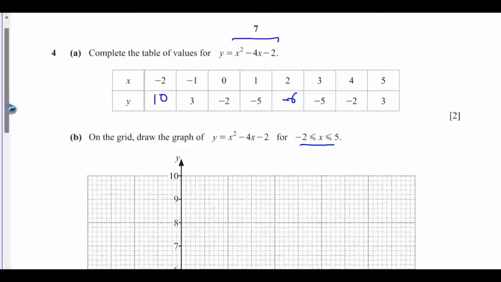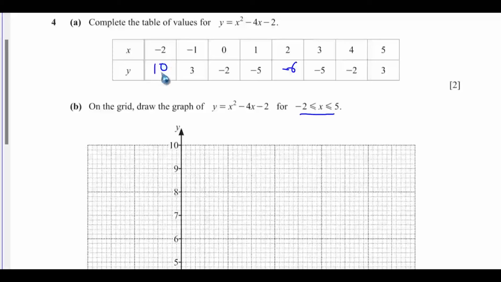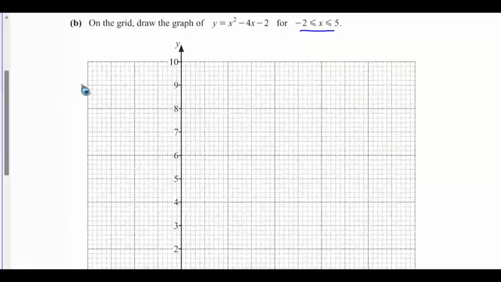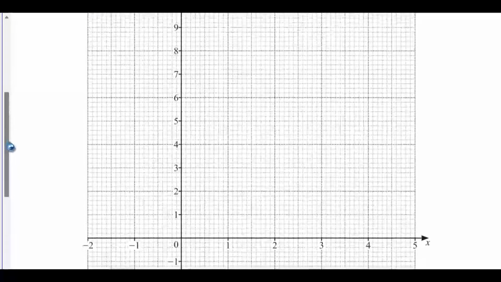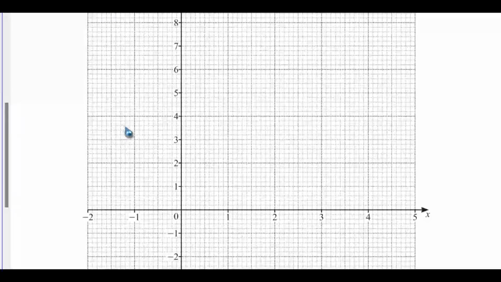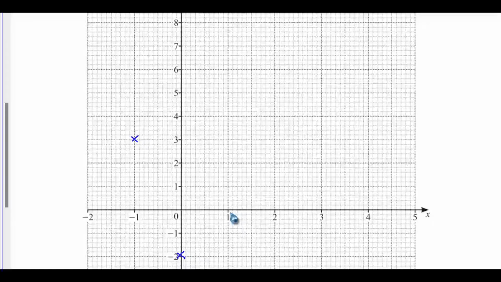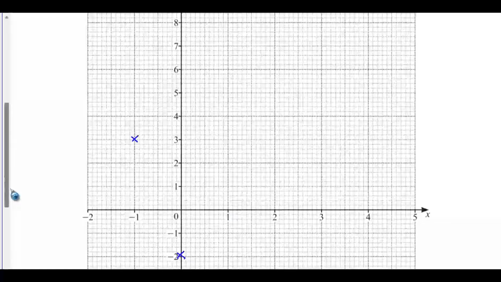So what you need to do is to plot each of these points. When x equals negative 2, y equals 10, so you're going to have a point here. Then when x equals minus 1, y equals 3, so you're going to have another point somewhere here. When x equals 0, y equals negative 2, you have a point here. When x equals 1, y equals negative 5.